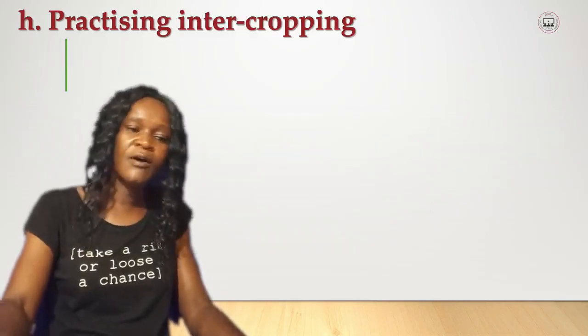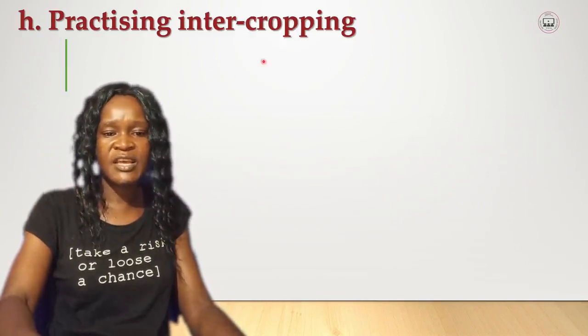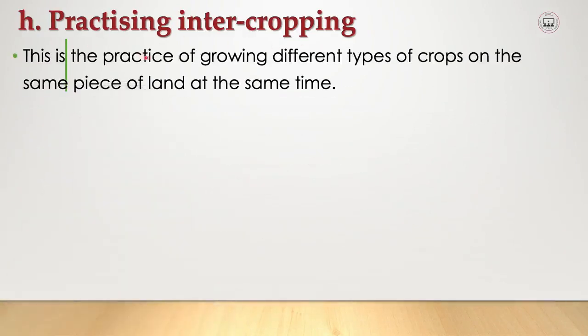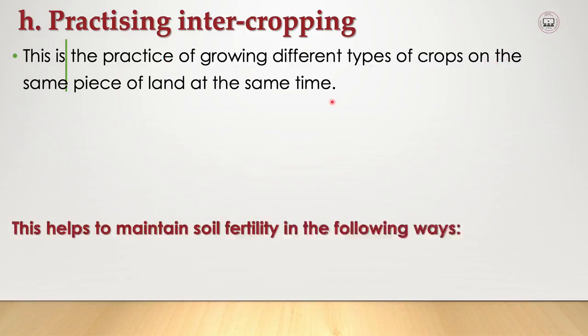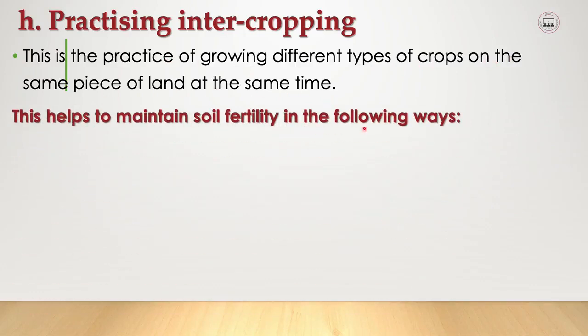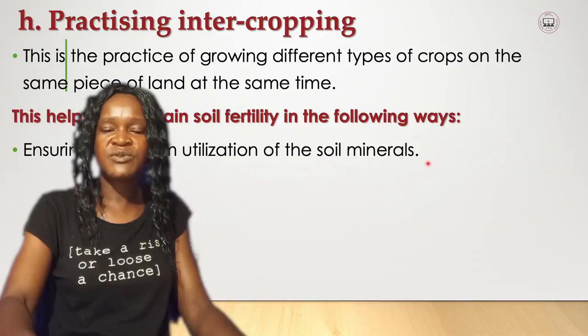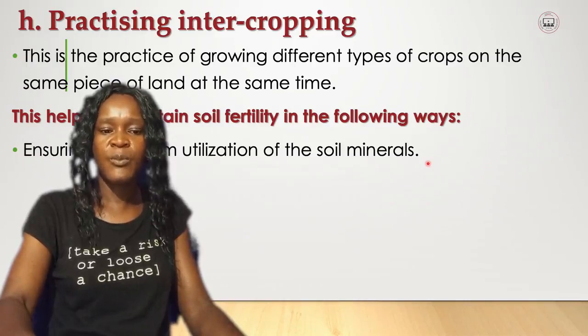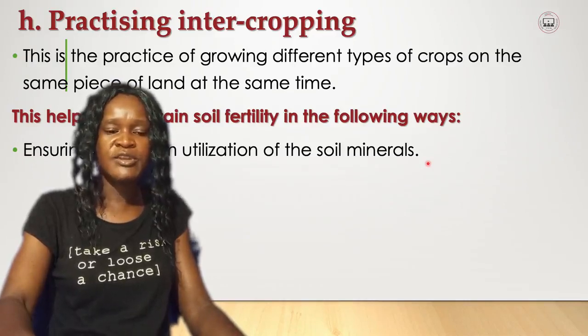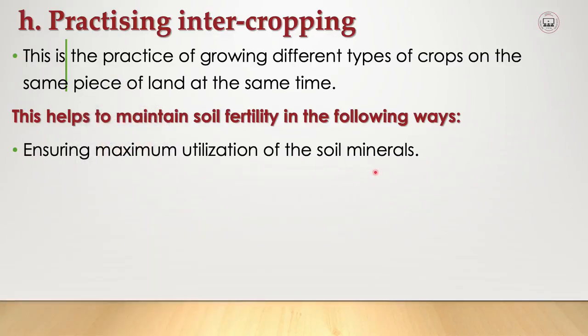The last way is through practicing intercropping. This is the practice of growing different types of crops on the same piece of land at the same time. This one helps to maintain soil fertility in the following ways. Number one, by ensuring maximum utilization of soil minerals. Since we're planting different types of crops, those different types of crops will use different types of minerals, thereby ensuring maximum utilization of minerals.